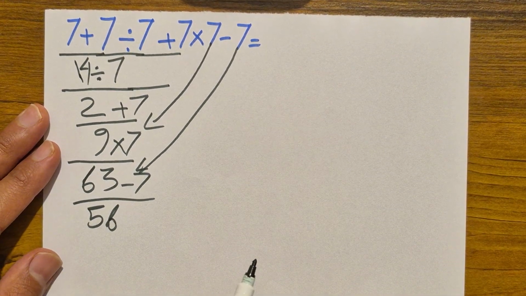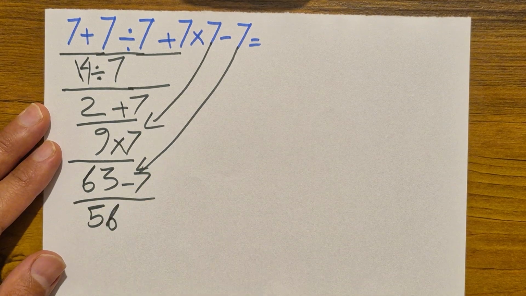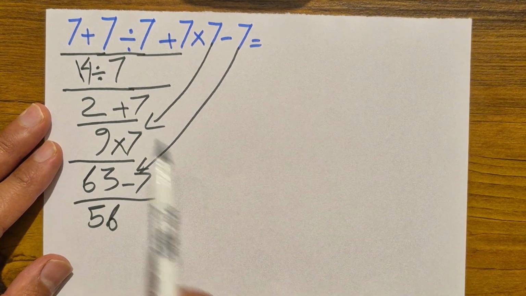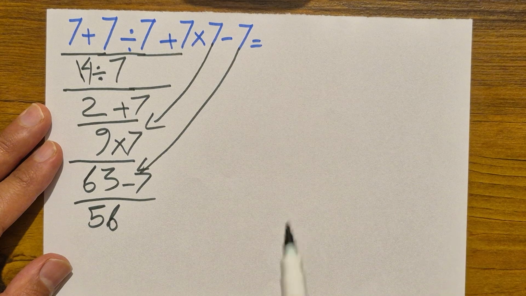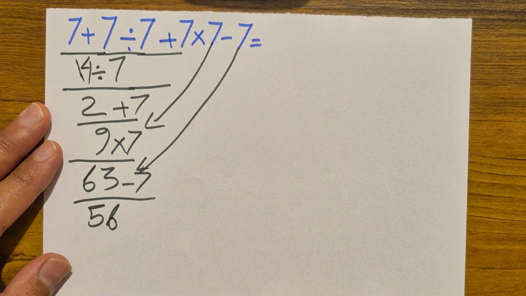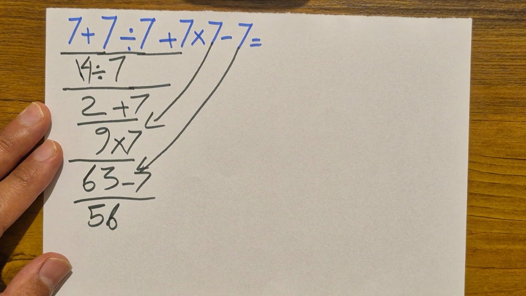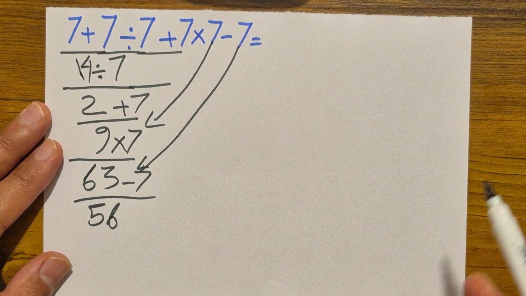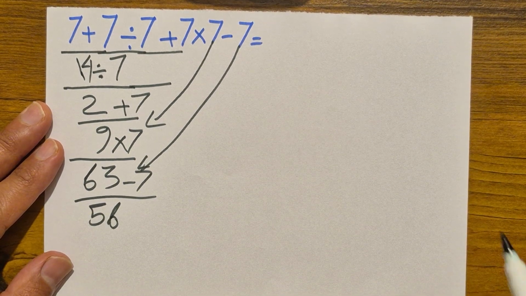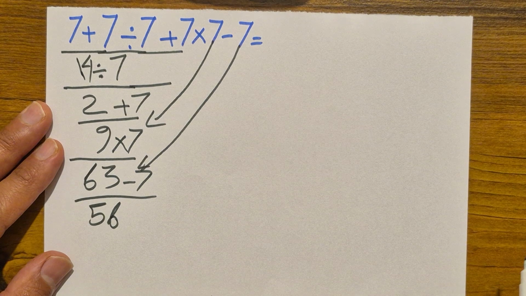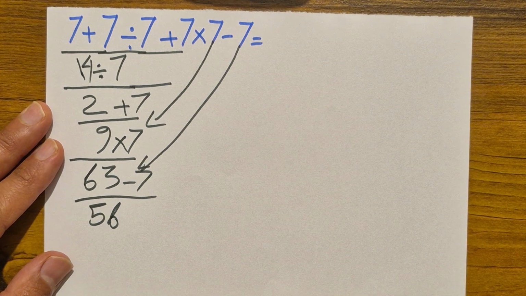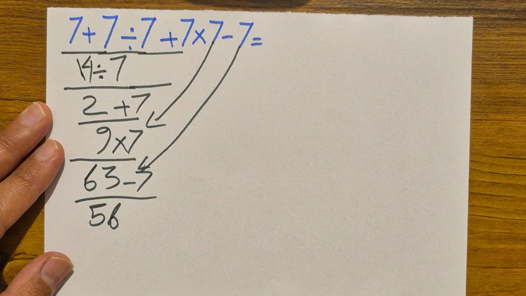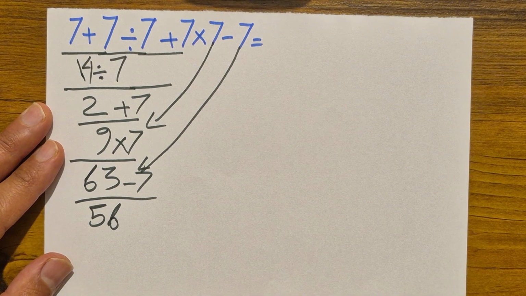Unfortunately, no. That's not the right answer, because what you did, you just went from left to right. That's not true. You can't just go from left to right and think you did it correctly. So there is a rule for that. There is a convention, an international agreement in the mathematics world, and it is called PEMDAS. It is the order of operations.